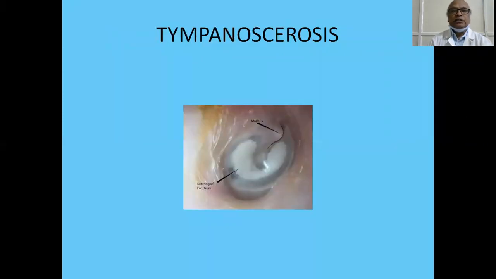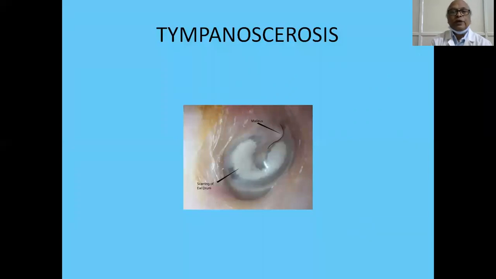And last but not the least, this is a condition called tympanosclerosis. What is tympanosclerosis? Deposition of hyaline material in the tympanic membrane, which subsequently gets calcified. So this is something like scarring of the eardrum. If it is minimal, then it doesn't matter, we can leave it alone. But if it is significant, you can do an anterior tympanotomy and carefully remove the tympanosclerotic flake.